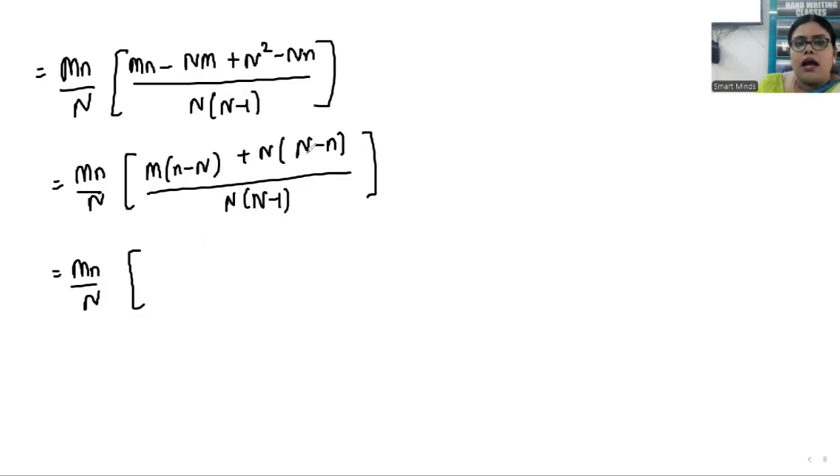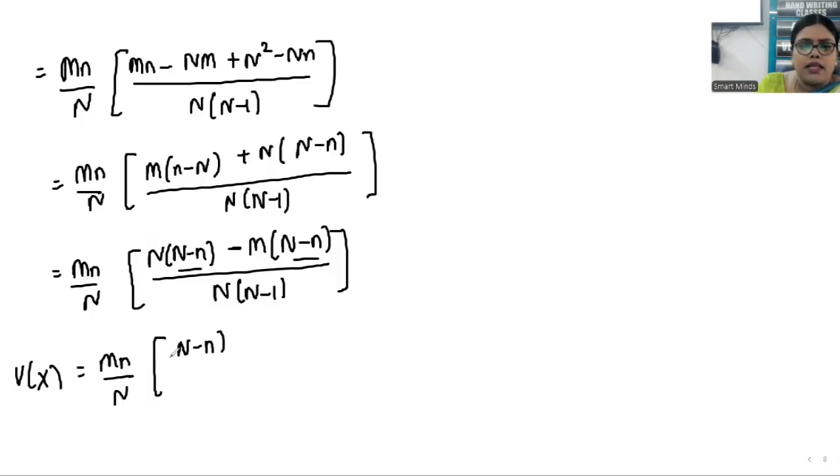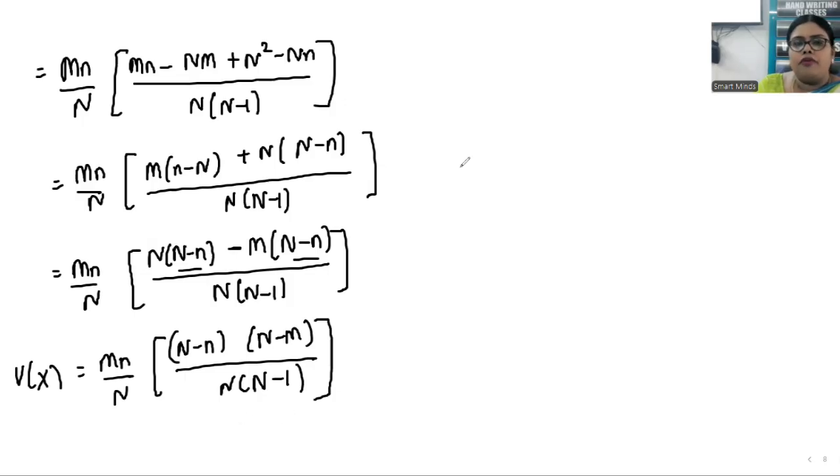So what I will do is, I will take minus common here. So if I take minus common, we will get n into N minus n. Second term I am not disturbing. From the first term I will take minus common. Minus, if you take common, you will get N minus n by N into N minus 1. So V of x is equal to mn by N into, if I take N minus n common, N minus n into N minus m by N into N minus 1. This is the formula for variance.